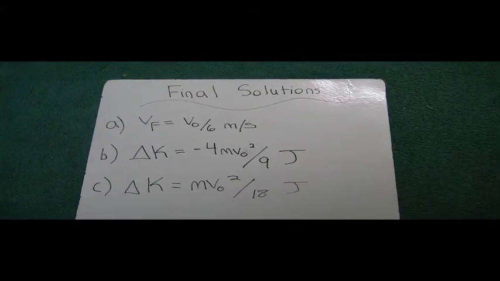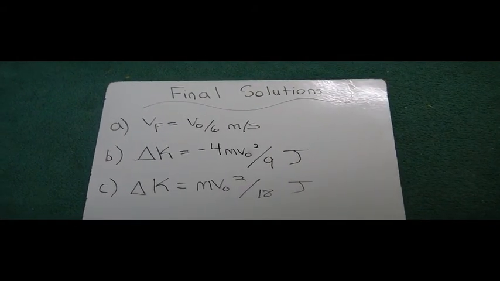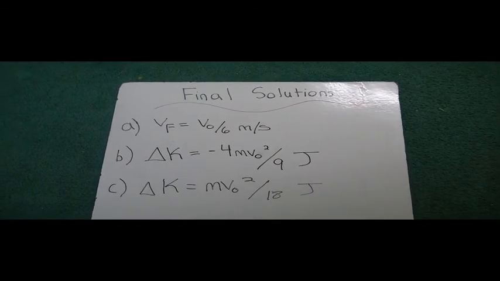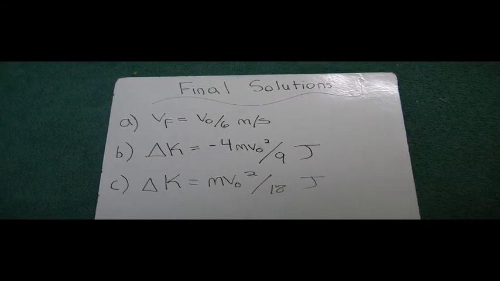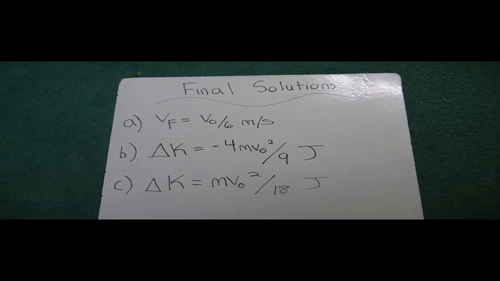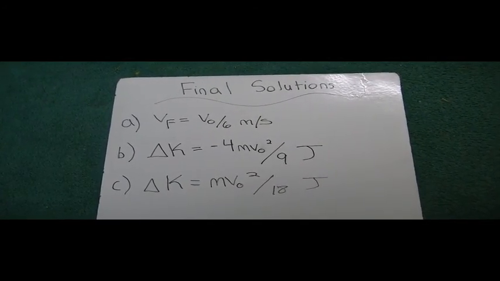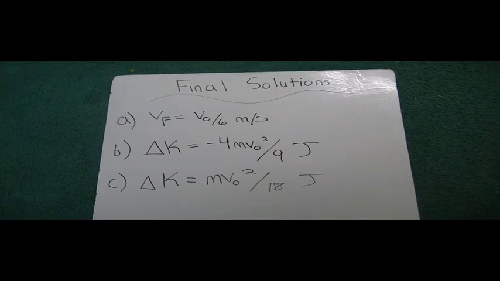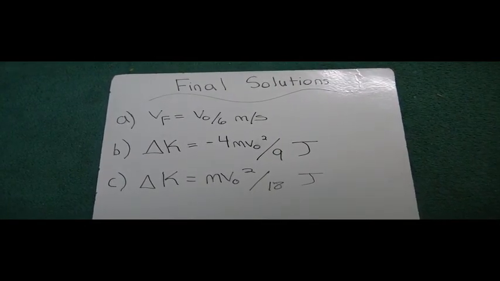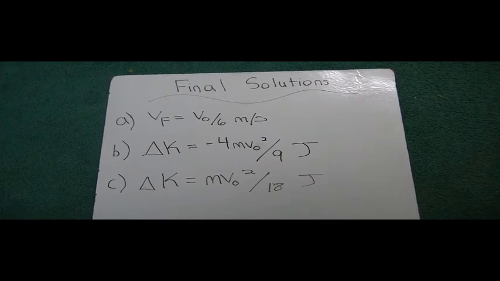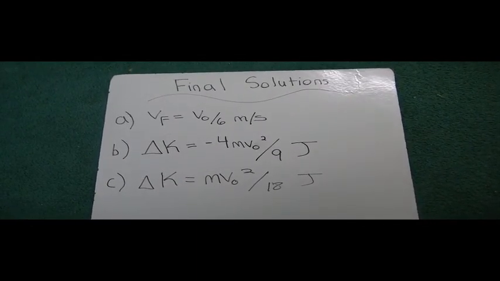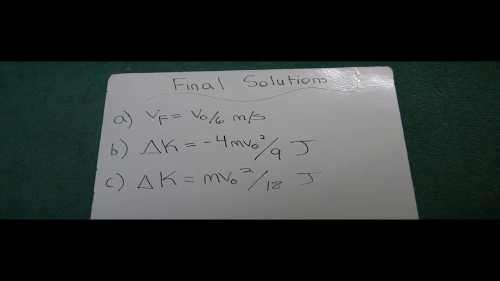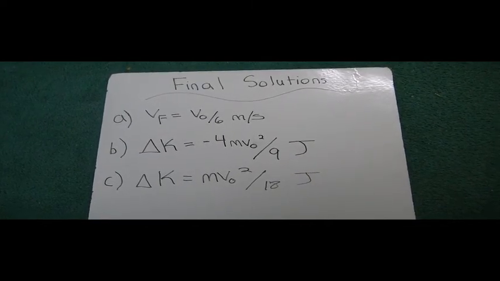Now that we have completed this problem, we're going to do a quick recap of how to find each solution. For part A, we are determining the final speed of the block. The basis of this step was to set the initial momentum equal to the final momentum, and from there substitute the variables in the equation so that you come out with the final velocity of initial velocity divided by 6 meters per second. For part B, we were determining the loss in kinetic energy of the bullet.